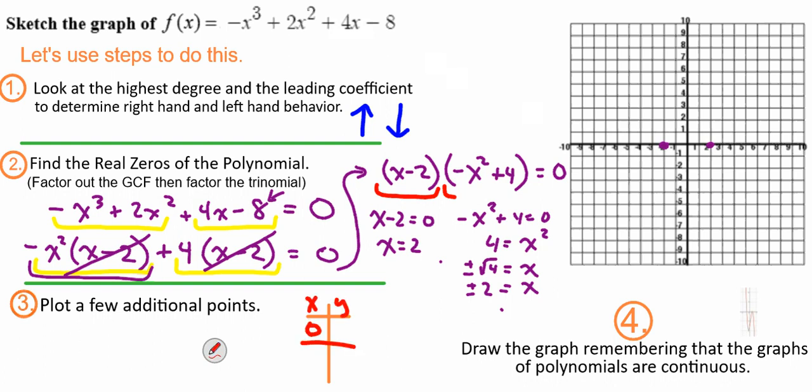And when we do that, we can plug it into the factored form part, or we could just look up here at the original. That's not going to be too difficult to do without a calculator. So 0, 0, 0, negative 8. All right, so one of our points is at 0, negative 8.